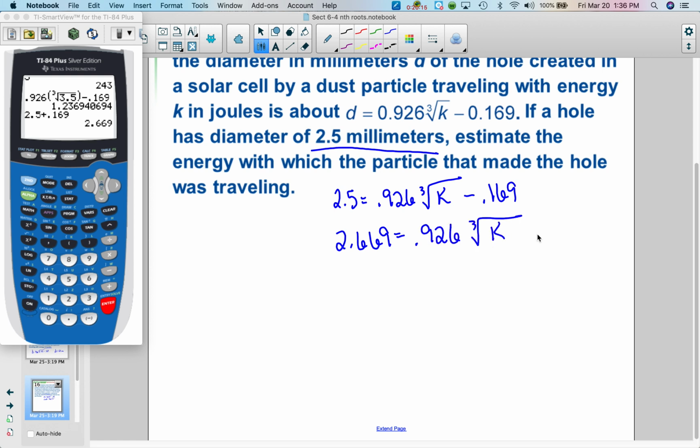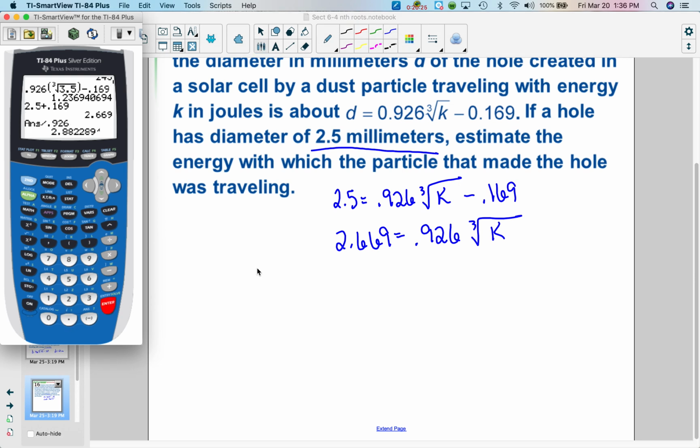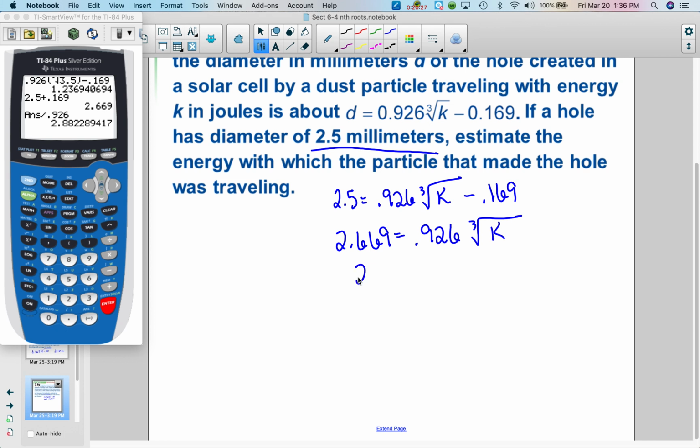Okay, now I'm trying to get the k by itself, but first I'm going to undo multiplying by 0.926, so I'm going to divide both sides by 0.926, and I get 2.882. Now notice that I'm leaving my answer in my calculator for the next part, even though I'm rounding on paper.